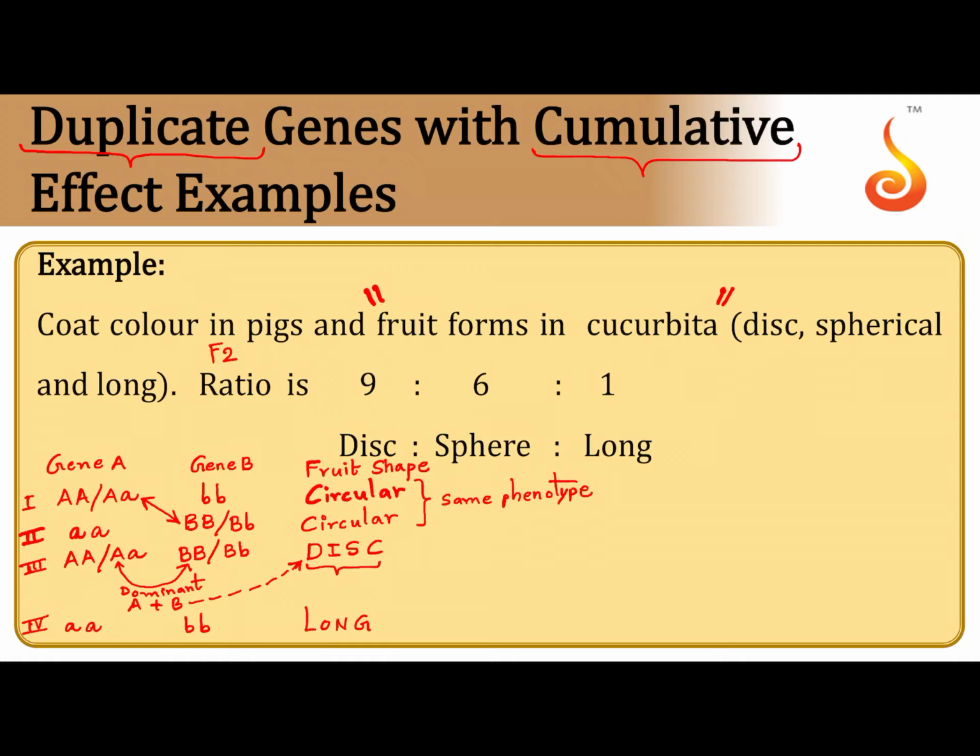What if dominants are completely missing? The shape becomes long. The ratio for the F2 generation, you have to remember here, is 9:6:1. Nine of them are disc shaped, six of them are spherical, or like I said, you can use the word circular, and one of them in the F2 generation will be long.